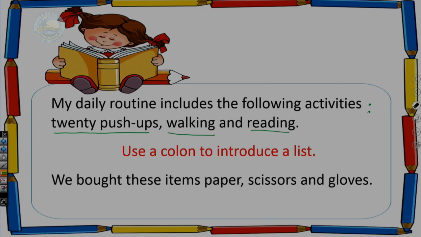Got it? Beautiful. Our colon comes after the word items. Right, beautiful, it's there. So our sentence will read, we bought these items: paper, scissors, and gloves. Let's move on.